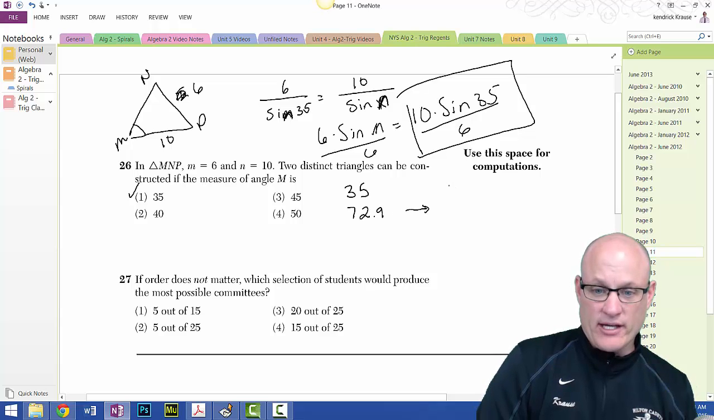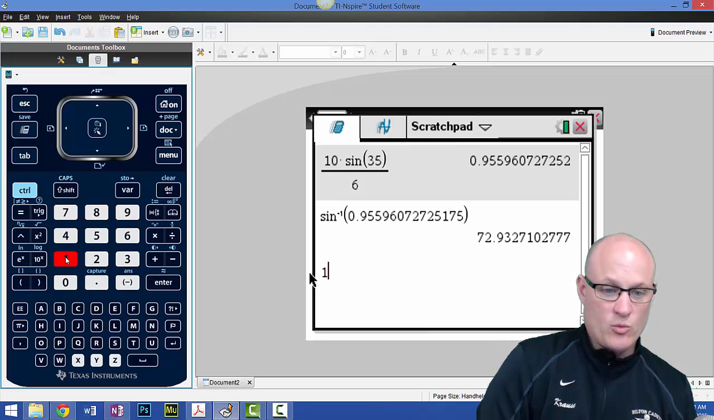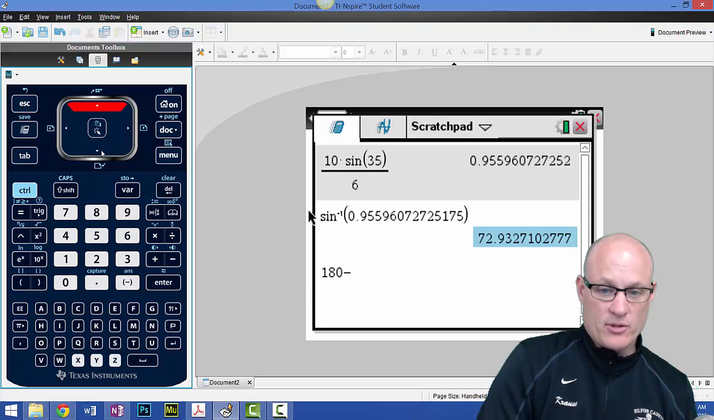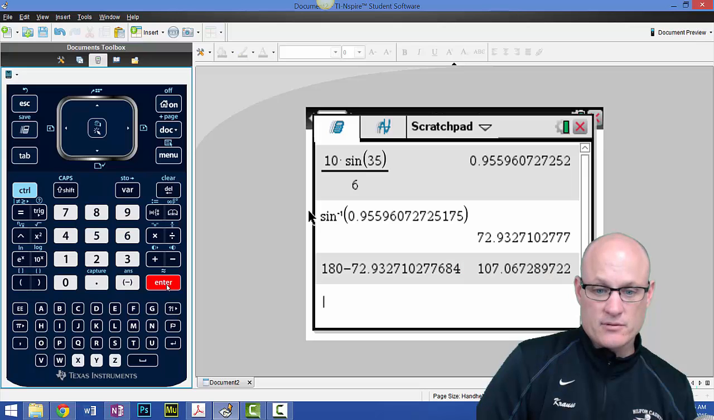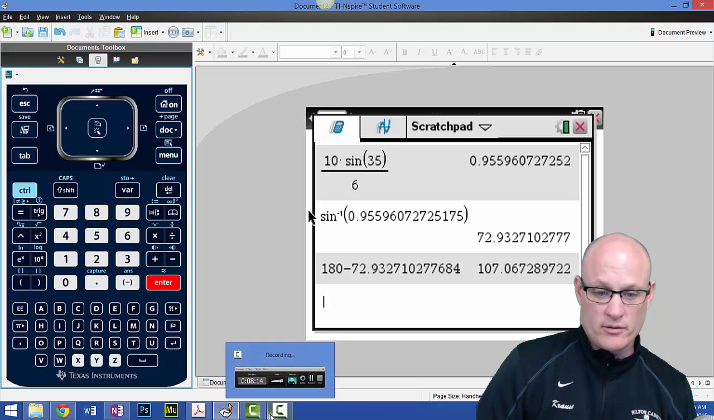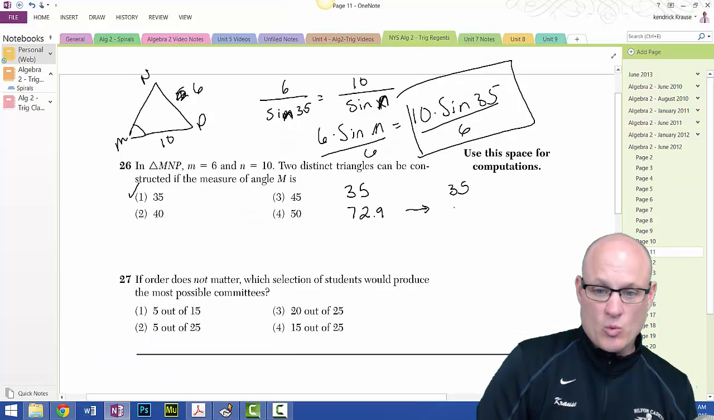The other angle it could be, starting at 35, is I got to figure out what 180 minus that is. So 180 minus that number equals 107.1. Let's just go with that. Well, if I add these two up, that's somewhere around 100. And that leaves me plenty of room for a third angle.